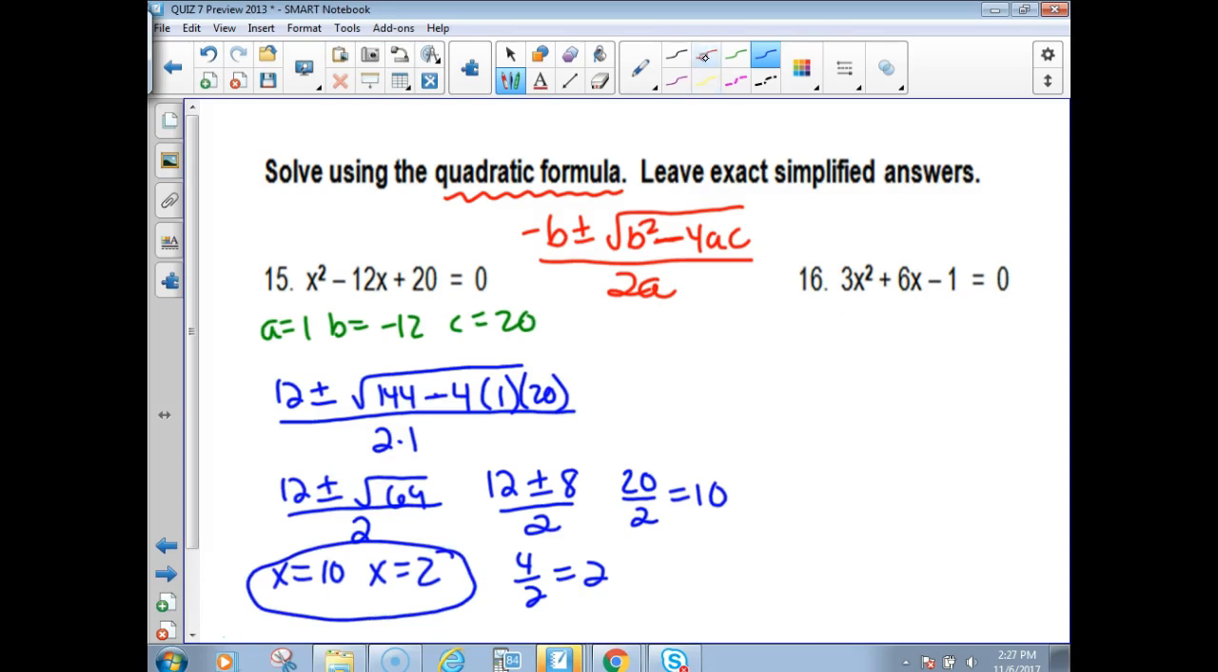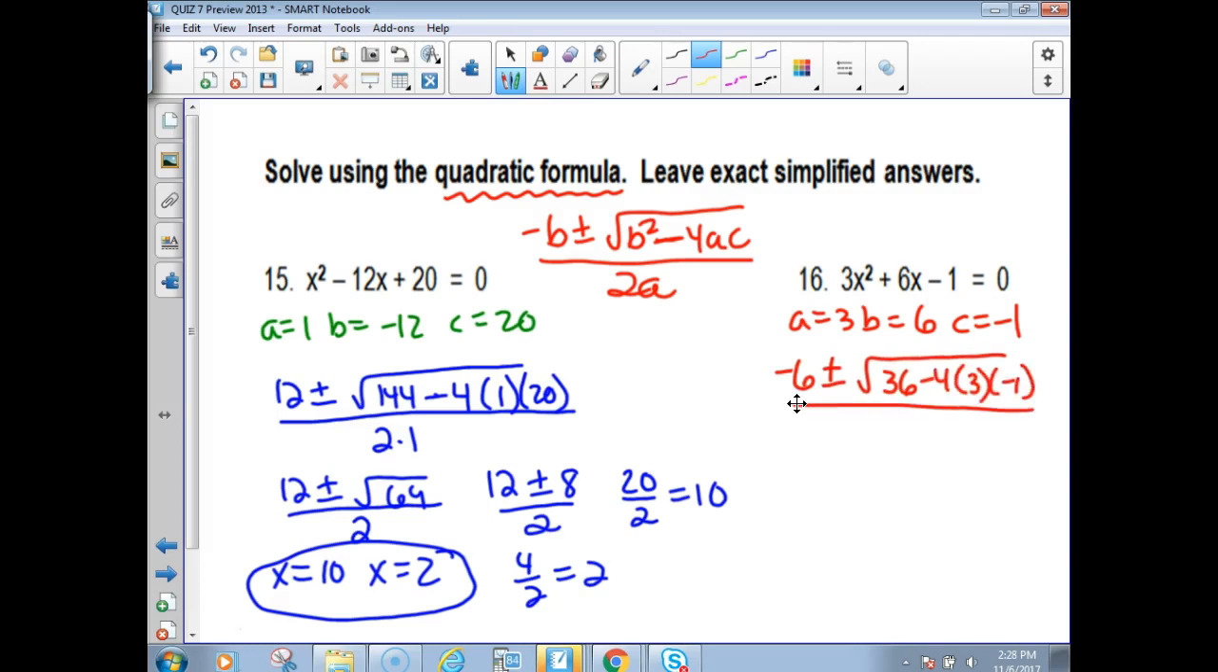Okay, and the next one, a is 3, b is 6, sorry, c is -1. The opposite of b, -6 plus or minus the square root of b squared, which would be 36, minus 4 times a times c, all over 2 times a.